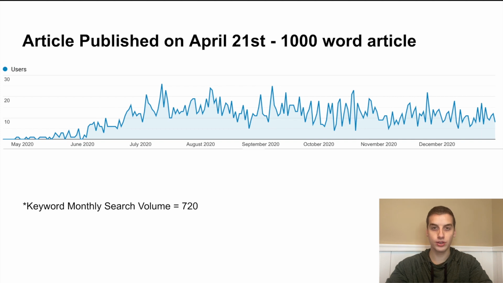I think it's important to understand it's not always just a domain level. It also is for new articles. And I like showing these examples because these are articles that have lower search volume that are also easier for me to compete for. So the first post here is an article published on April 21st.